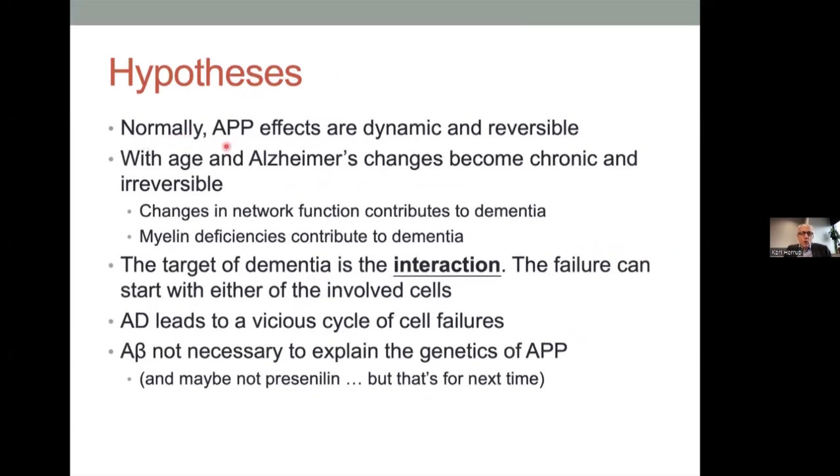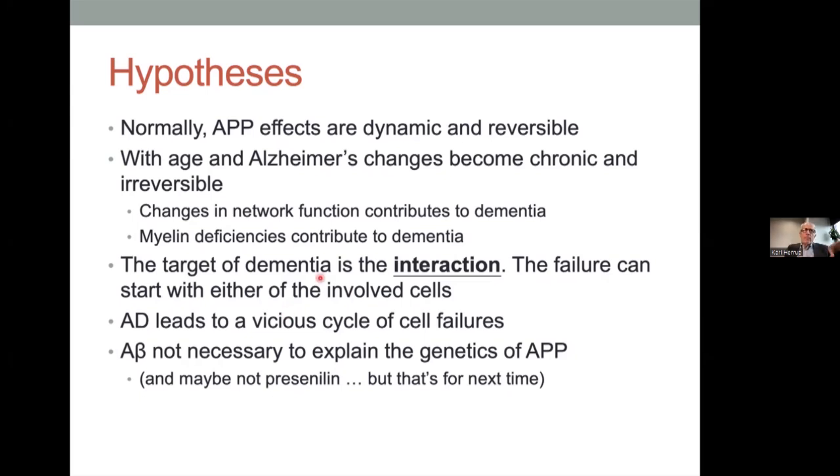And I would argue that normally these effects that I just showed you are very dynamic and very reversible. They're part of all of our normal physiologies. The problem comes with age. And with age, and even worse with Alzheimer's disease, the elevation in APP becomes chronic and ultimately becomes irreversible. And this leads to changes in the network function, such as those that I showed you with the multi-electrode arrays. It leads to myelin deficiencies, and these contribute directly to the symptoms of dementia. Both of these contribute to the symptoms of dementia.